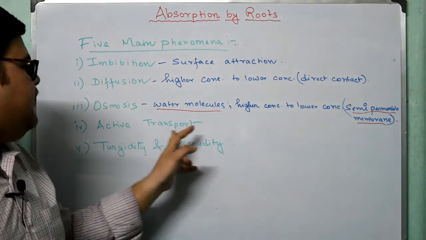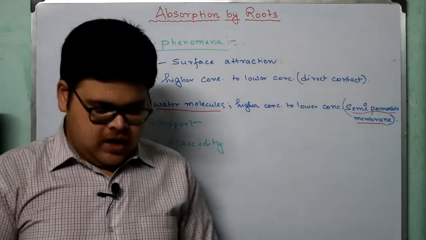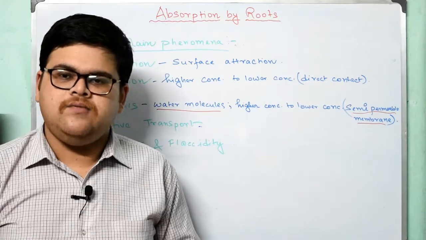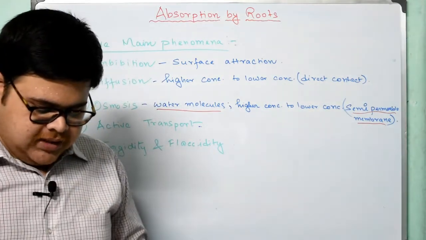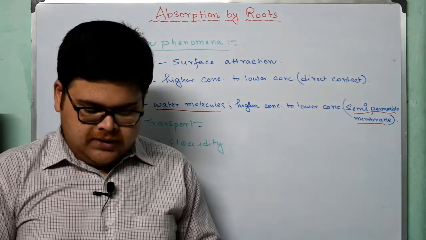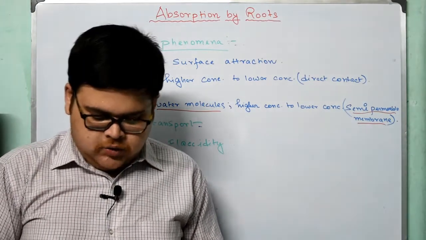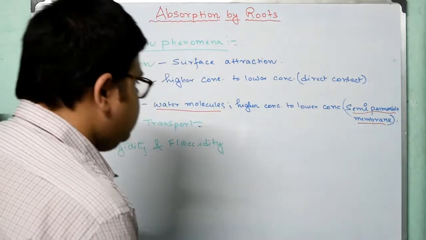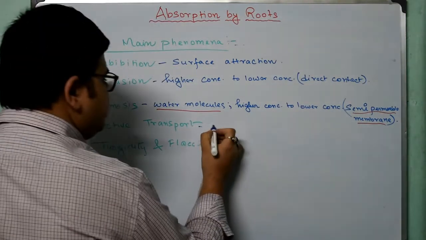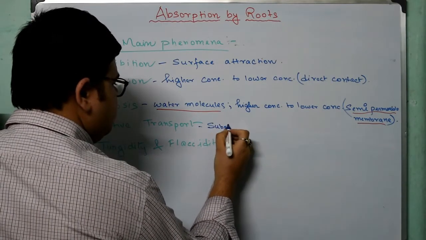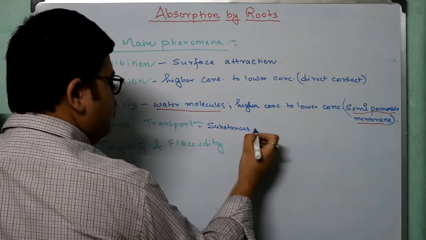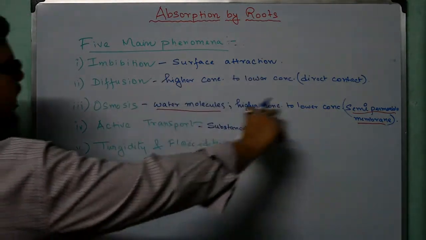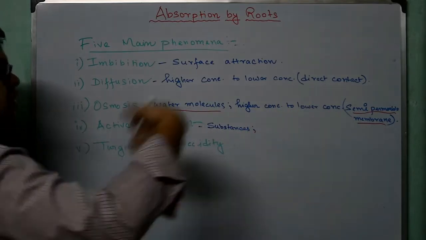Now we will be going to active transport. What is active transport? Active transport is the passage of a substance, salt or ion, from its lower to higher concentration through a living cell membrane using energy from the cell. So what happens? Just look here. First it is the substances. Now the second is, diffusion is higher to lower, osmosis is higher to lower, but here it will be lower concentration to higher concentration.